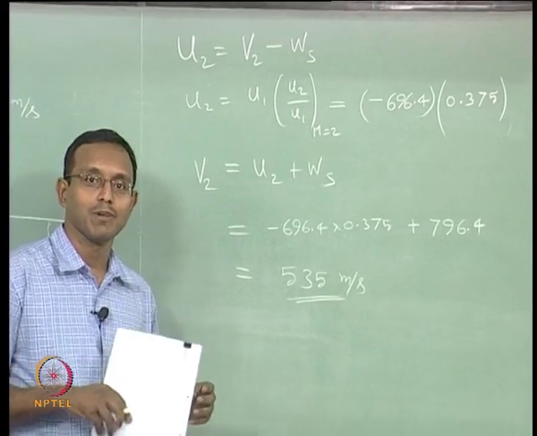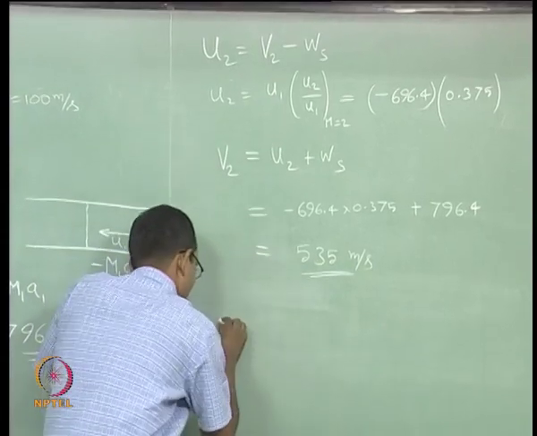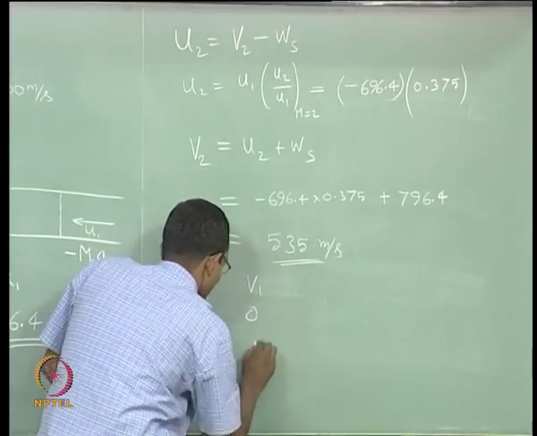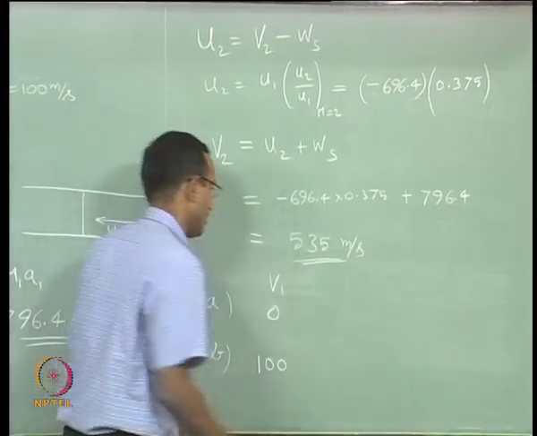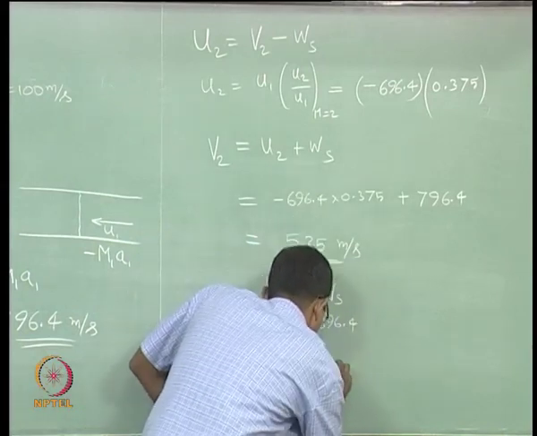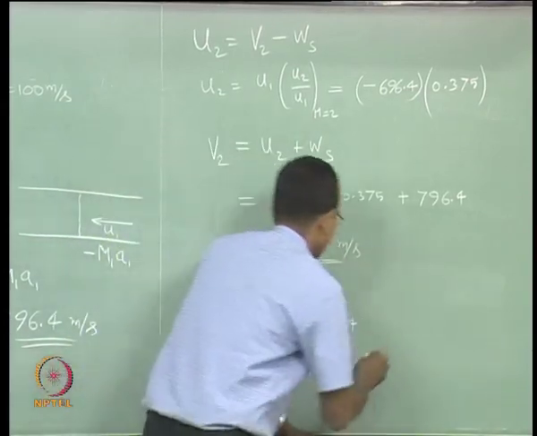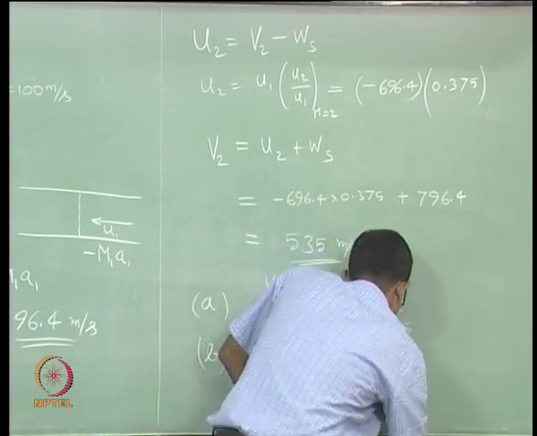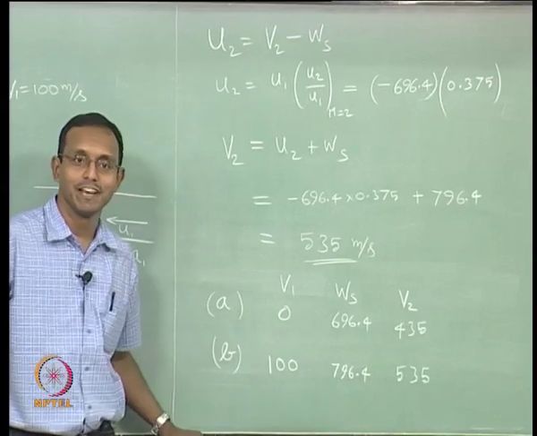Now, I want you to compare problem A and problem B. Okay. I will make a small table. V1 for problem A was 0, V1 for problem B was 100. Okay. Ws: 696.4 and here it is 796.4. Okay. V2: 435, here it is 535. Okay. These are the numbers we are getting.